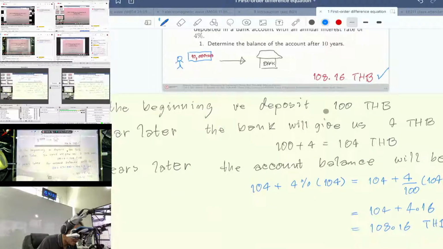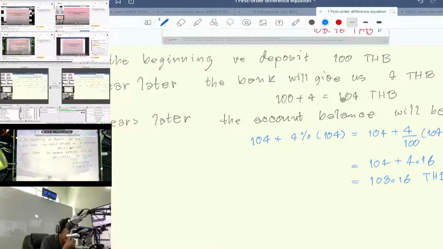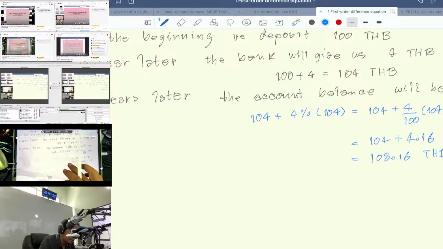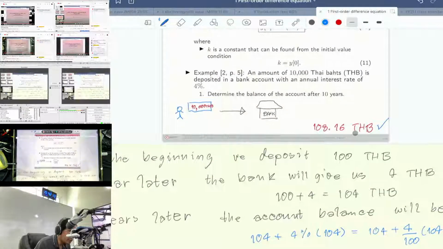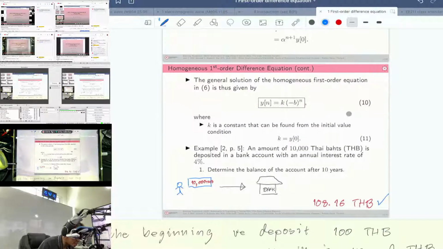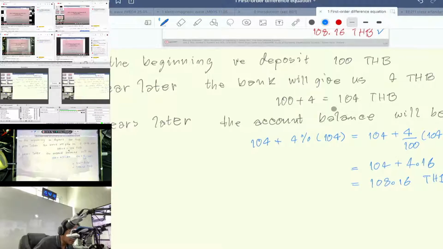Anyway, if you continue this, you get something like the money after the previous year, plus the interest, which is 4% of the initial amount at that time. But if we want to use the formula equation number 10, K is Y0, right? So in this case, Y at the beginning is 10,000 baht.